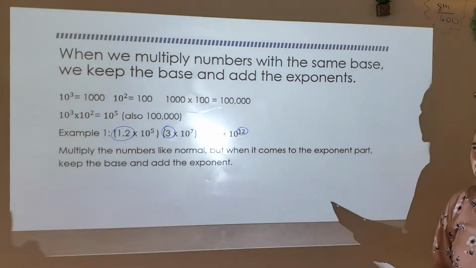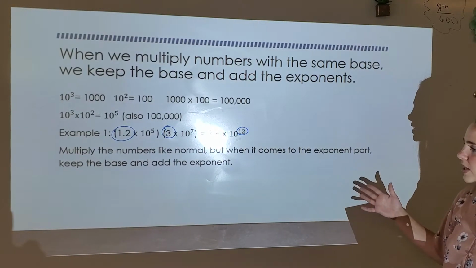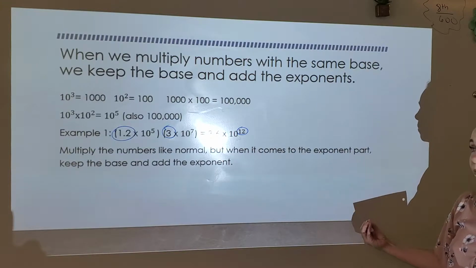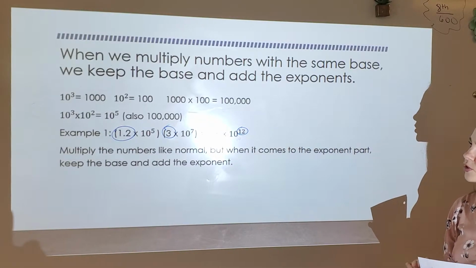So this is pretty simple, it's just you have to know how to do it. So multiply the numbers like normal, but when you get to the exponent part, keep the base, add the exponents. Let's go to that next example.